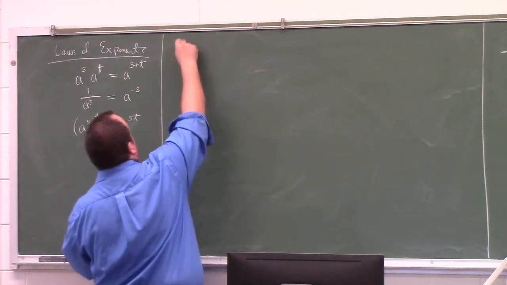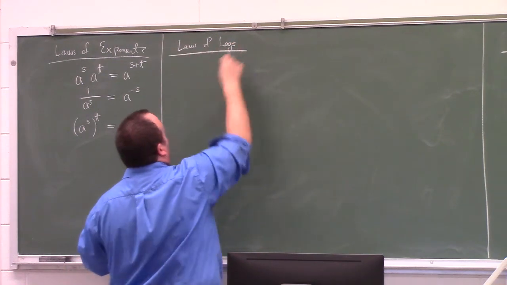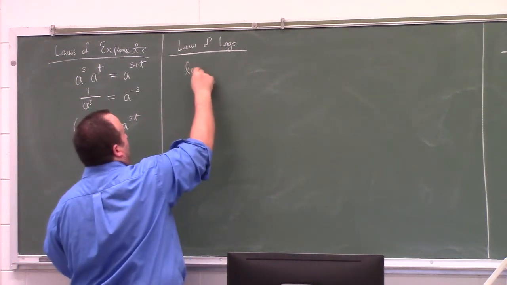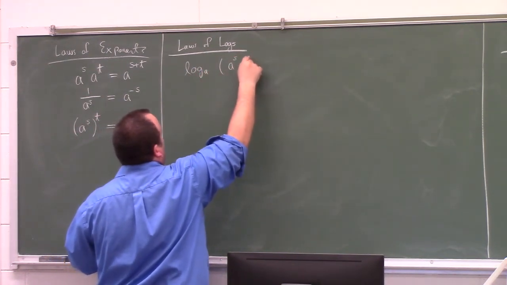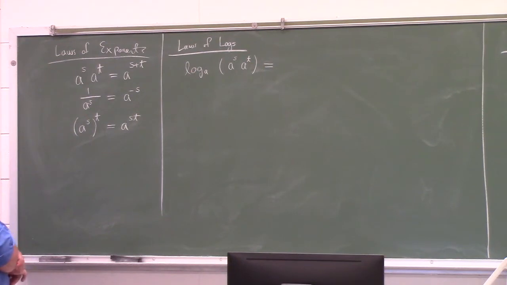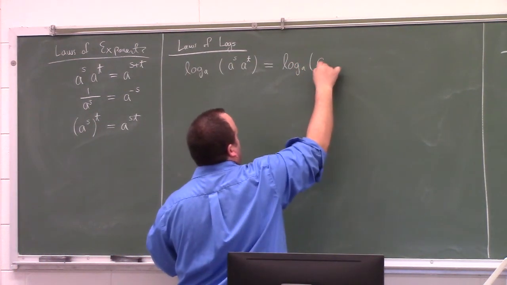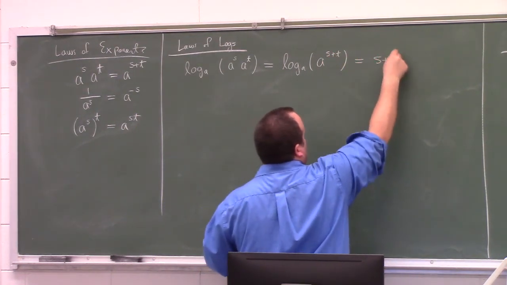Laws of logarithms, these are new, right? So let's see here. What happens if we take the logarithm base a of a to the s times a to the t? What do we get? That's the same as log base a of a to the s plus t, right? So that's s plus t.